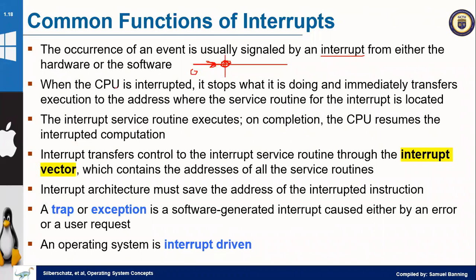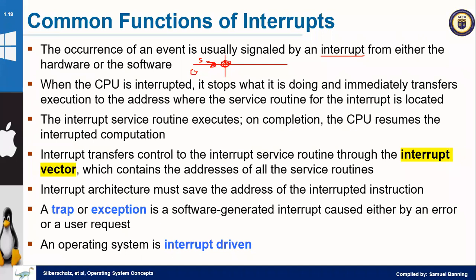Okay, so when the CPU is interrupted, it will stop whatever it is doing. So at this point, it was sleeping, so let me just write S. Your screen was off, your phone was sleeping. So when you send an interrupt by clicking a mouse or by pressing a key, the CPU will stop whatever it was doing and immediately transfer execution to the address where the service routine for the interrupt is located.